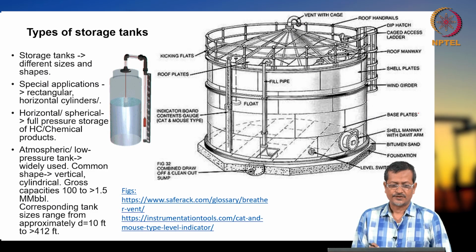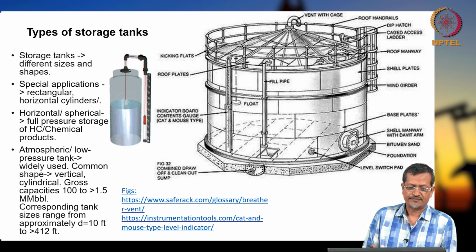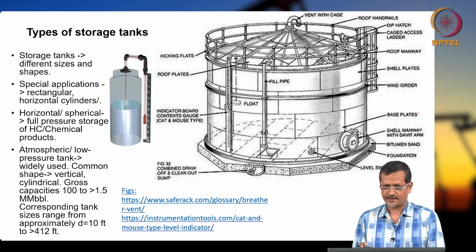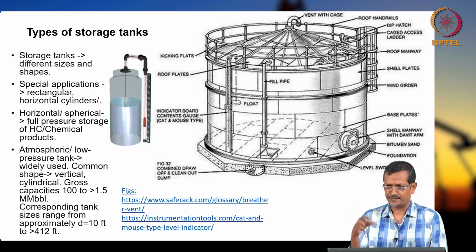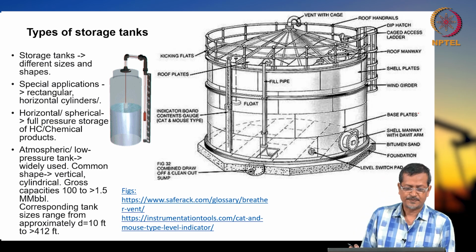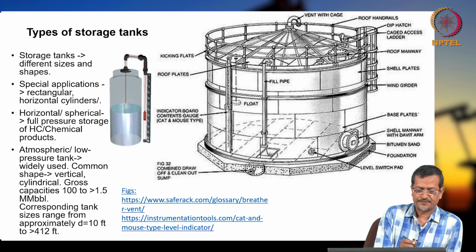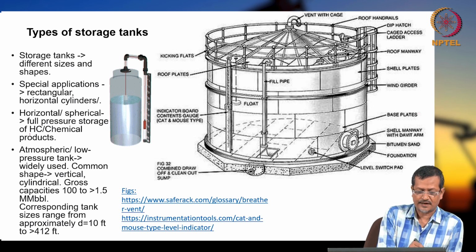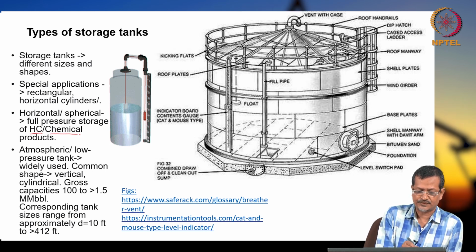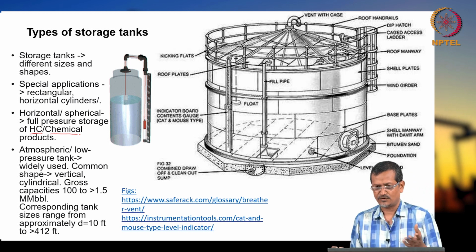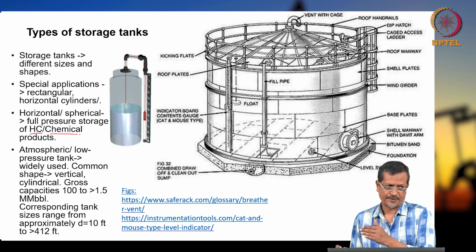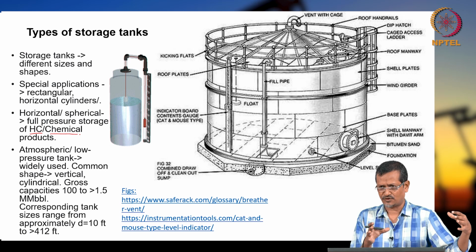Okay. So type of storage tank: different sizes and shapes are possible, 500 barrel to 5 million barrel also possible. Okay. Special applications: rectangular, horizontal cylinder, horizontal spherical, full pressure storage for hydrocarbon or chemical products. A very large storage tank will be used on the refinery side, but for your production side it will normally be a smaller size. Okay.